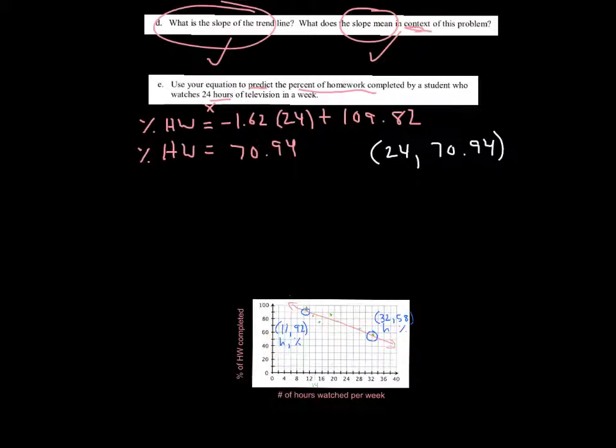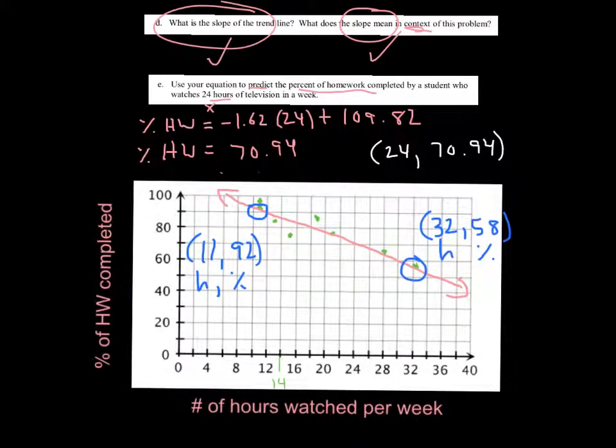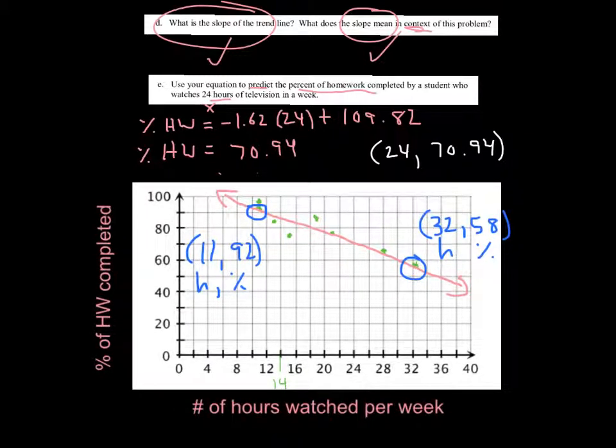of homework completed. So now let's see if that makes sense on our original data. So we're going to go to 24 hours of TV, and we follow it up till we hit the line. And when we see that line, we follow it over, it's right at about 70%. So I feel pretty good about my arithmetic, and I'm landing right on. That's what we would predict. And my question is, is that in line with the rest of the data of our original 9 students? Absolutely. So this trend line business works.